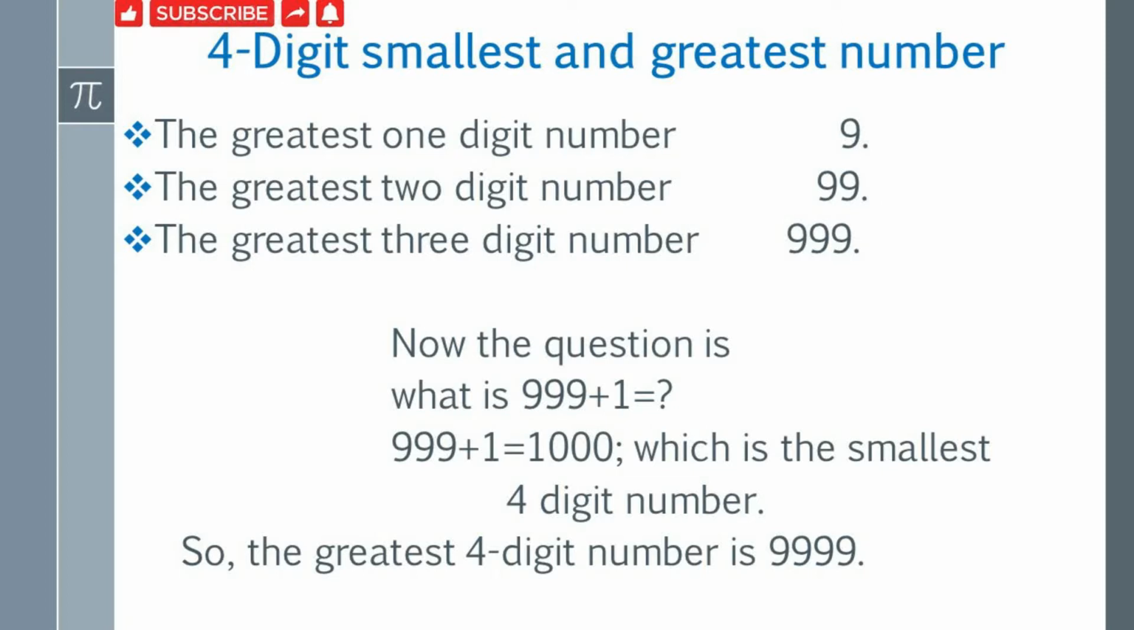So children, what is the greatest 4-digit number? Yes, 9999.